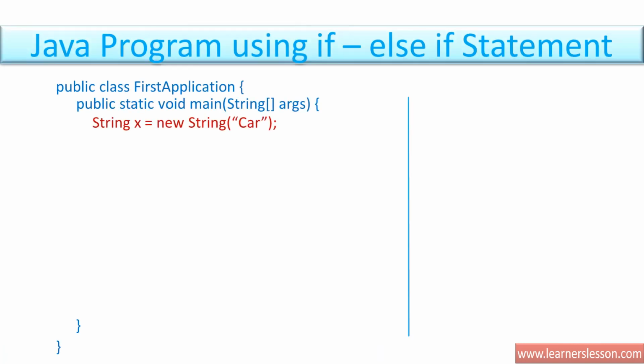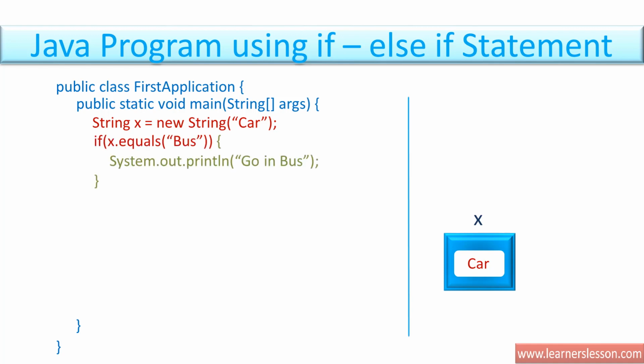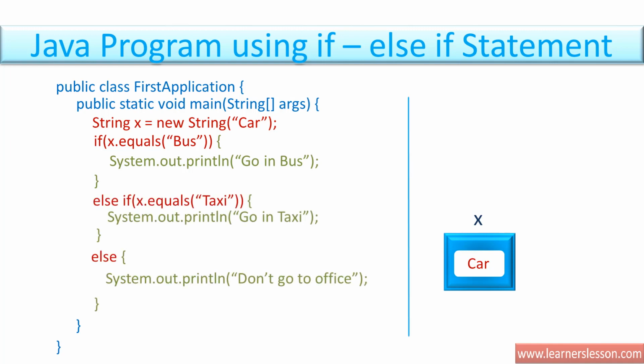So he has mentioned it this way: whenever he sees a car coming in, he writes string x equals new string car, and a variable called x is created and is assigned with the value car. Then he writes the first line, if x dot equals bus, then he prints this statement, go in bus. Else if this condition is true, x dot equals taxi, go in taxi, else don't go to office.